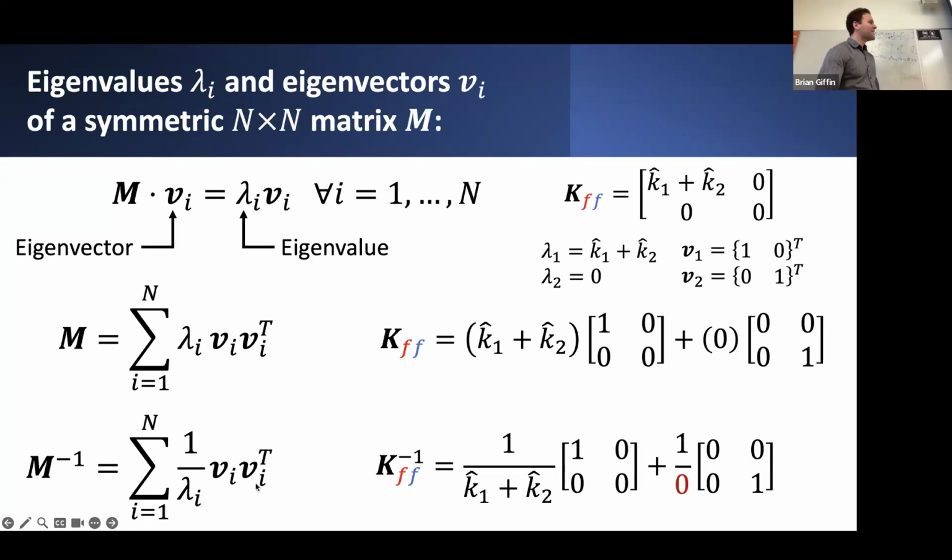Now, that works as long as all of the eigenvalues are not 0, right? So, I could do basically the same thing, except rather than taking lambda 1, take 1 over lambda 1, and instead of 0, take 1 over 0. Now, clearly that's a problem in this case, because I can't take the reciprocal of 0. That would give me something that blows up.